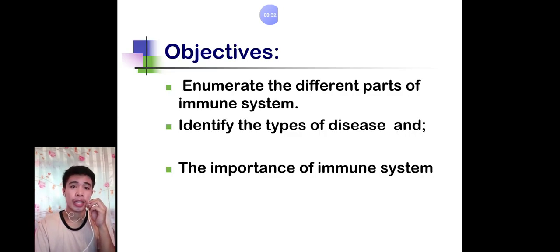So, our objectives are to enumerate the different parts of the immune system, identify the types of diseases, and the importance of the immune system.